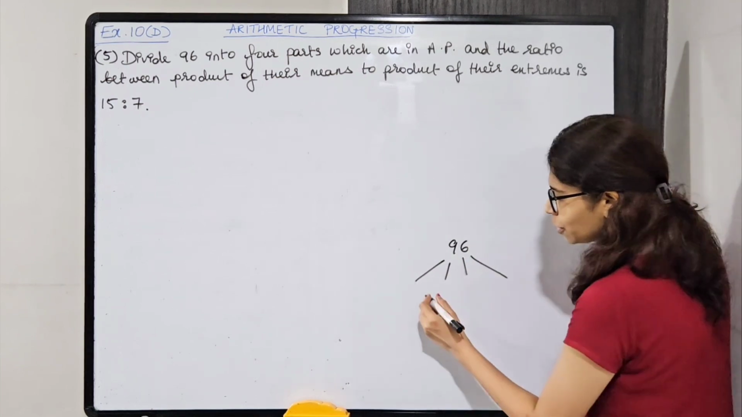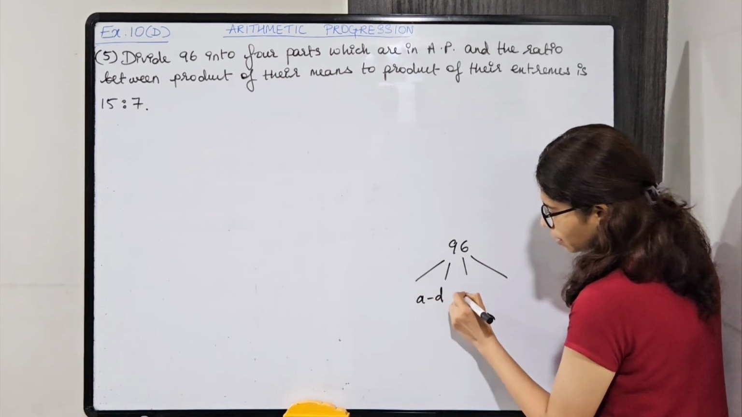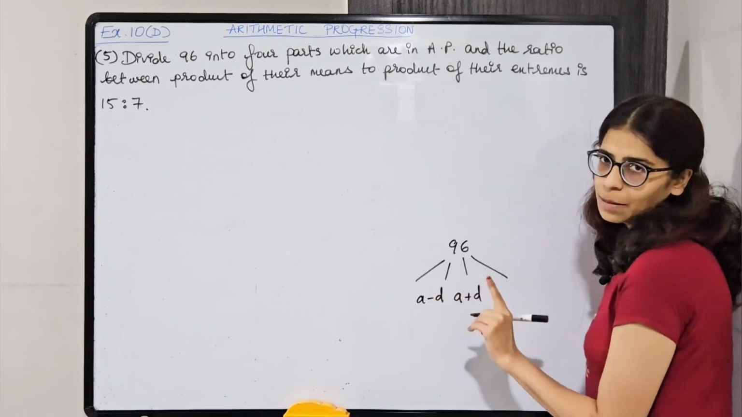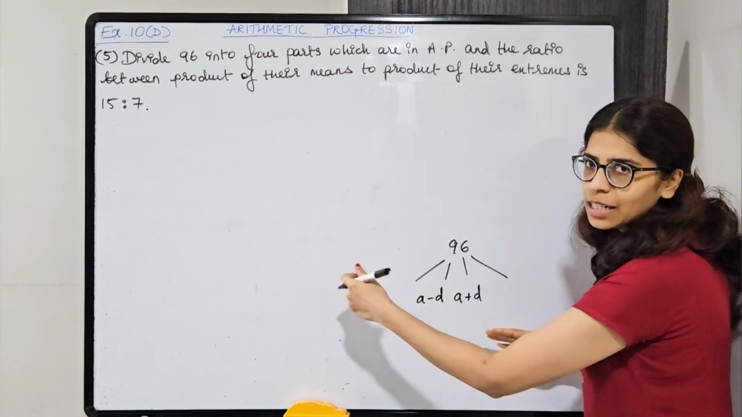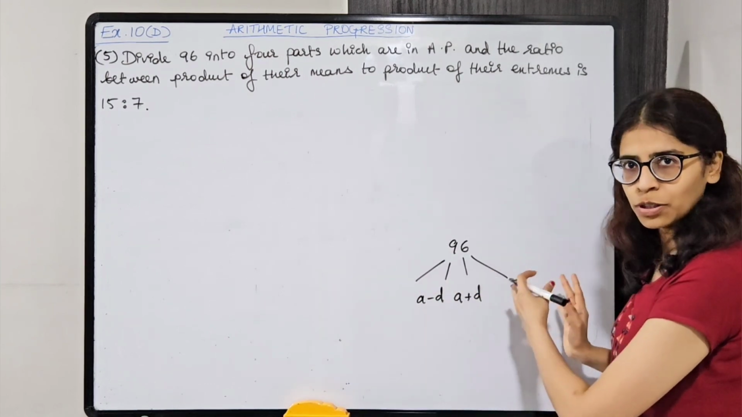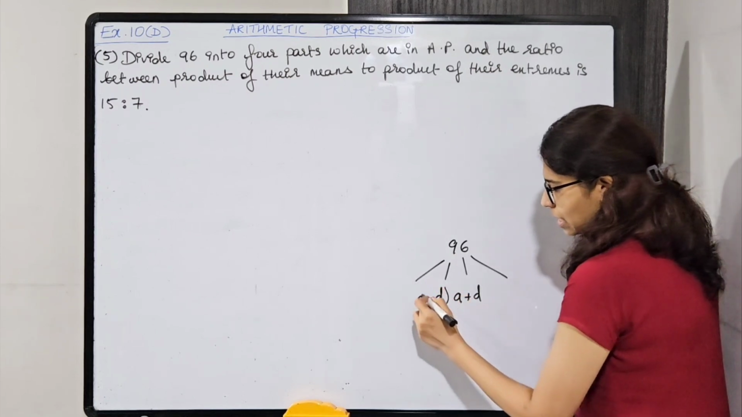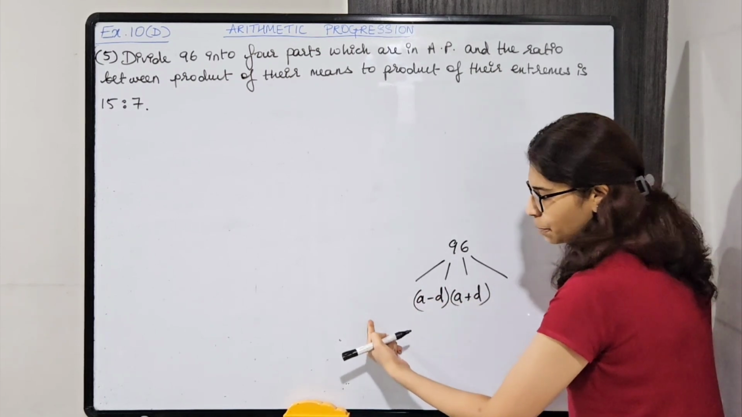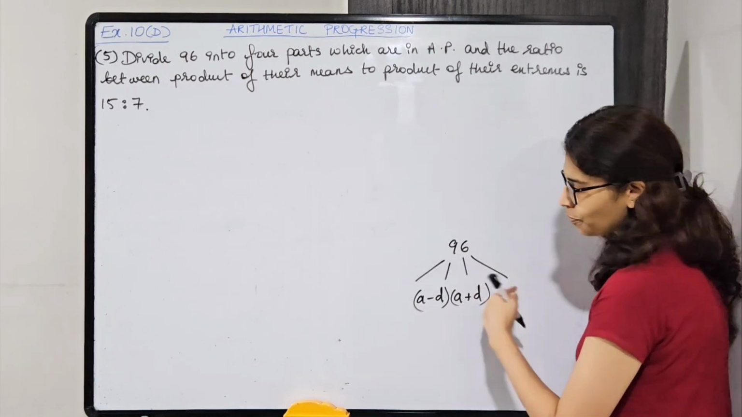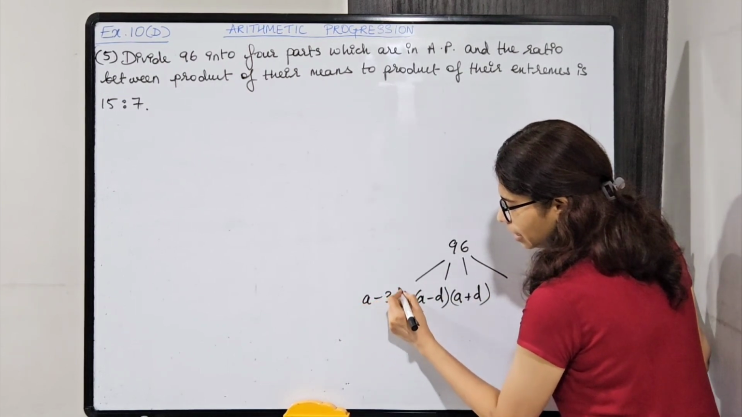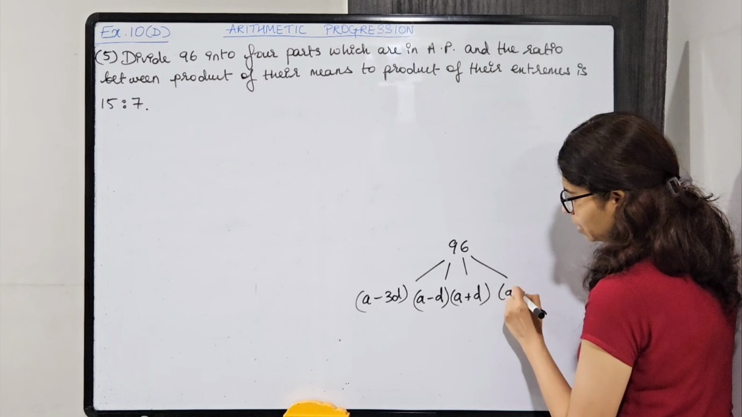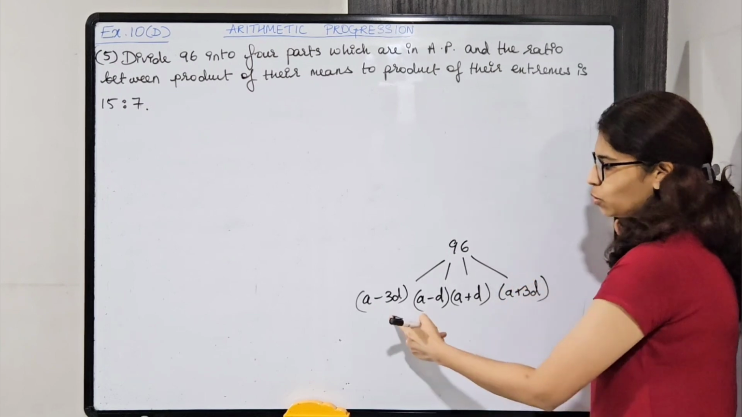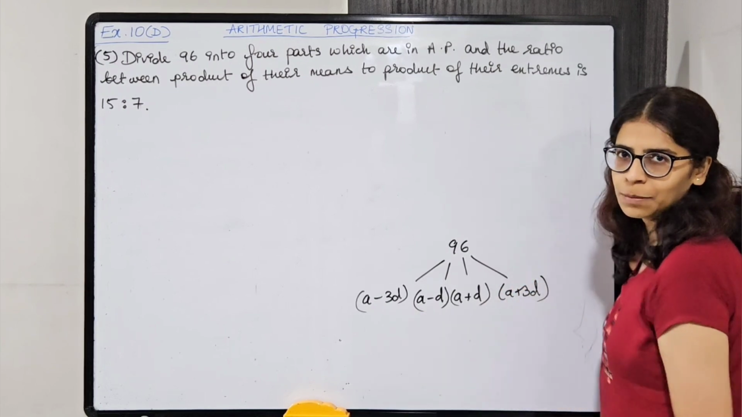For even number of terms, you will start with A minus D and A plus D. Then keep on adding terms on left hand side and right hand side. Okay, so these are the 2 terms. We need 2 more terms. So यहाँ पे 2D subtract करो, यहाँ पे 2D add करो. So this will give A minus 3D and यहाँ पे A plus 3D. So these are the 4 terms which are in AP.